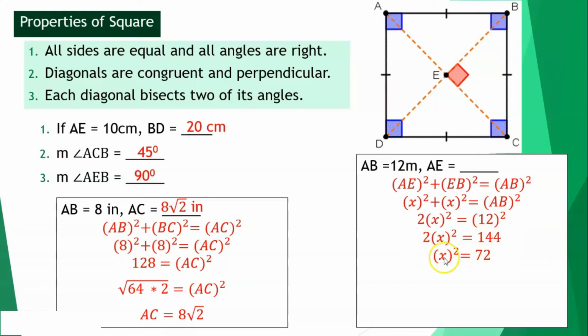Dividing both sides by 2, x squared would become 72. So getting the square root of both sides, x here would be 6 square root of 2. So with that, the length for AE here would be 6 square root of 2. So take note of that.